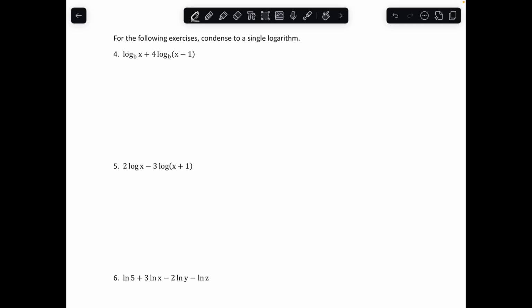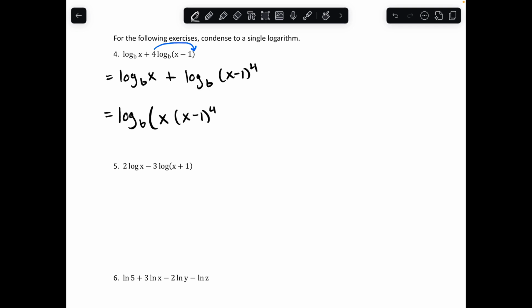For these problems, we want to condense everything into a single logarithm. So to start off number 4, I see that there's a constant in front of here, and I can actually drag this over here and turn it into the exponent. If I do, we're going to have log base b of x plus log base b of x minus 1 to the 4th power. Now that I don't have any constants in front of these logarithms, I can combine them using the product property. And so this then becomes log base b of x times x minus 1 to the 4th power. And now everything is in a single logarithm, and so we're happy.